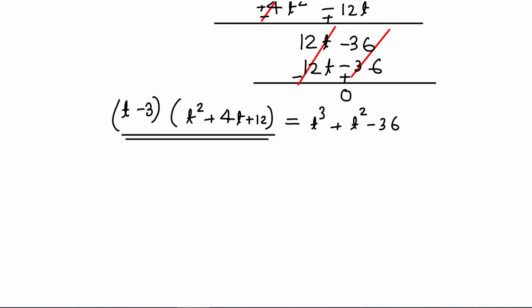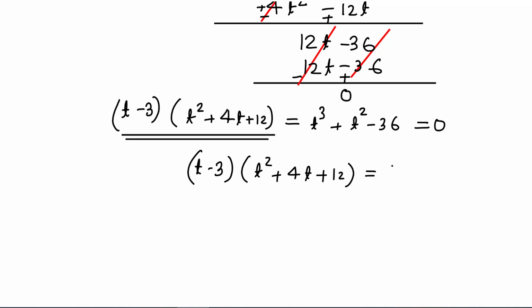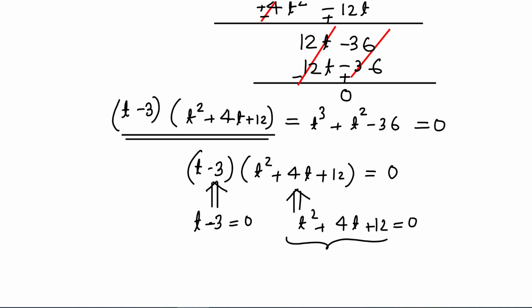Now see, we have to put this equal to 0. This means now we have two possibilities: (t minus 3)(t square plus 4t plus 12) is equal to 0. So either t minus 3 is 0, or t square plus 4t plus 12 is 0, or both can be 0. But you see, this second term can never be 0.